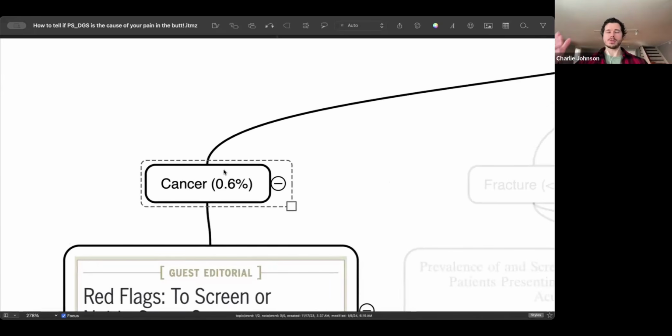Cancer, right? Everybody wants to know, Dr. Charlie, is the cause of my back pain? Maybe it's cancer. I need to get an x-ray. I need to get an MRI.